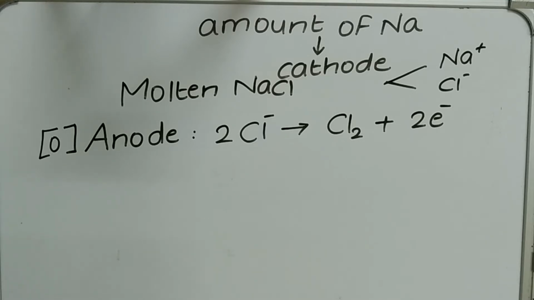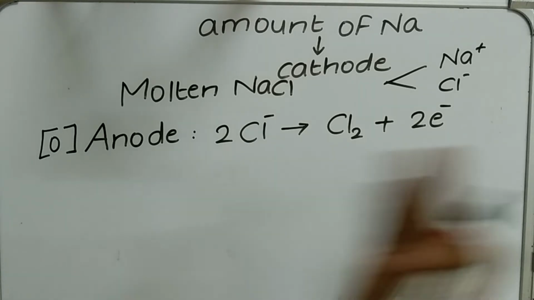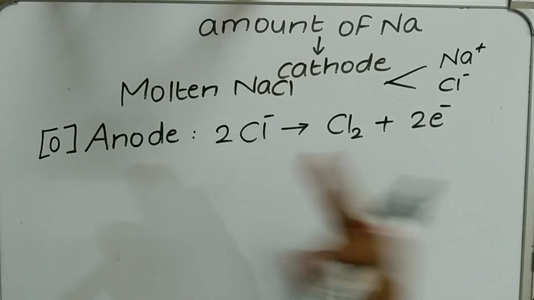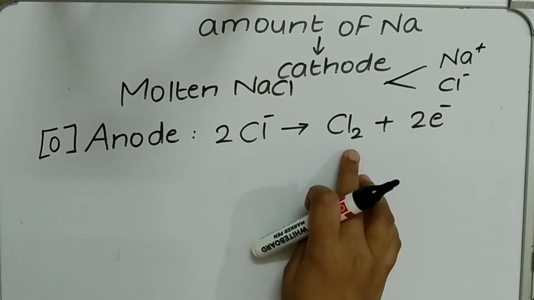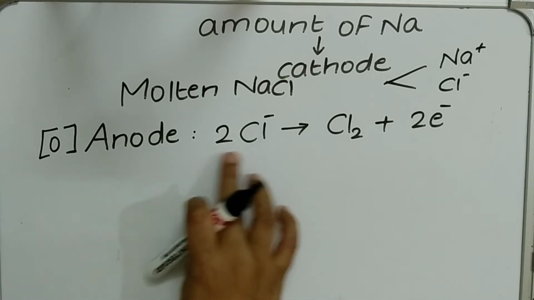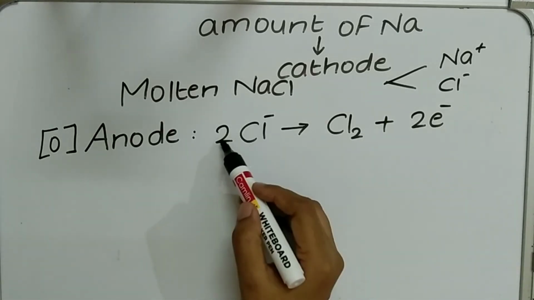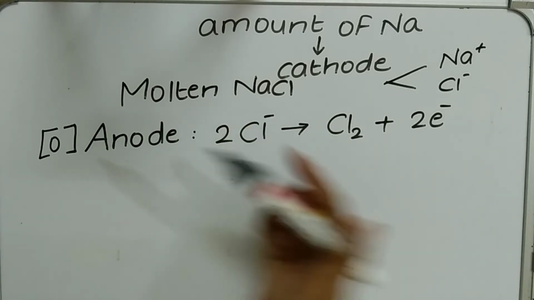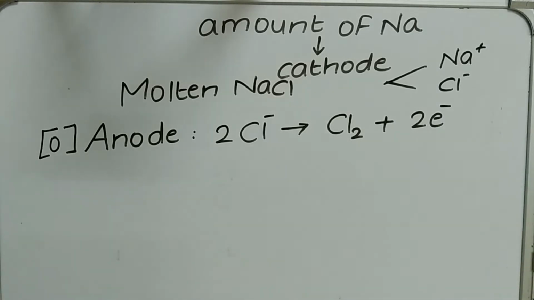So at anode oxidation takes place. So 2Cl minus, that is chloride ions, will lose 2 electrons and get oxidized to Cl2. Just to balance the atoms, I have written here 2Cl, so chlorine is 2, and to balance the charge, 2 minus charge on the left hand side, I have written here 2 minus charge on the right hand side.